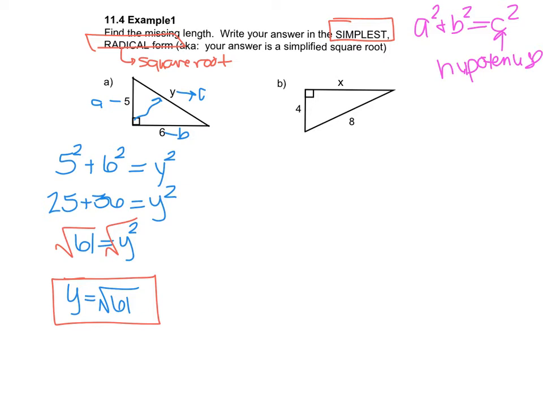Now if we look at number 2, again we need to identify our a, b, and c values. Our c value is across from the right angle, so I know that 8 is c, and then I can label the other two however I want.